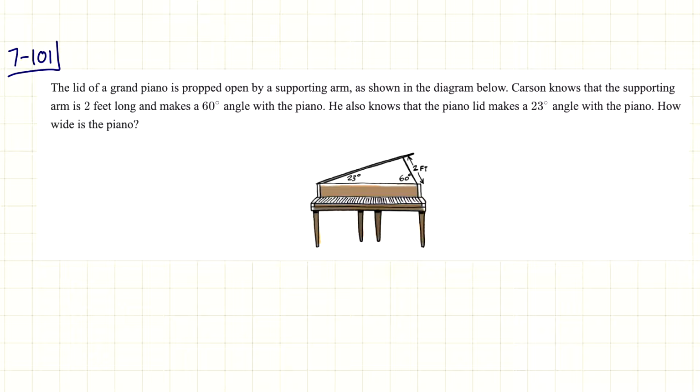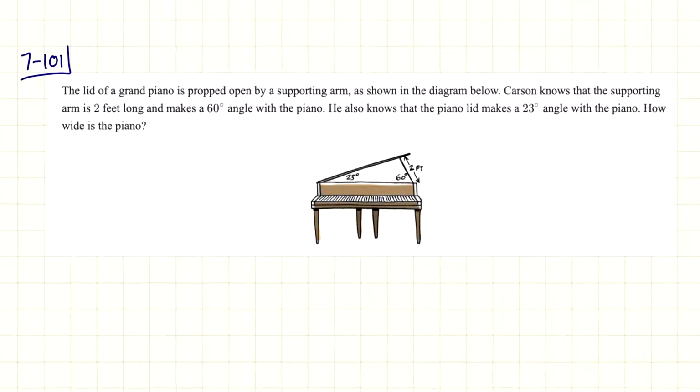So the lid of a grand piano is propped open by a supporting arm, right, as shown in the diagram, in the picture. Carson knows that the supporting arm is 2 feet long and makes a 60-degree angle with the piano. He also knows that the piano lid makes a 23-degree angle with the piano. How wide is the piano? All right, so that's the general problem.